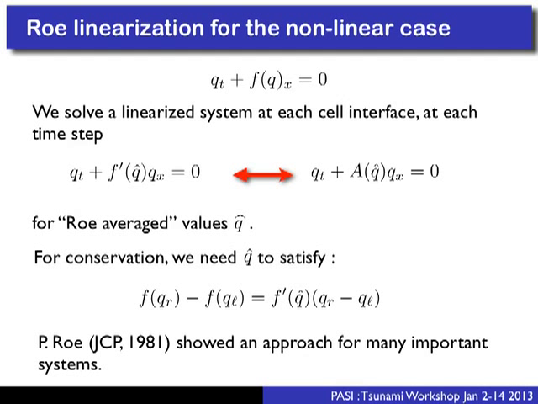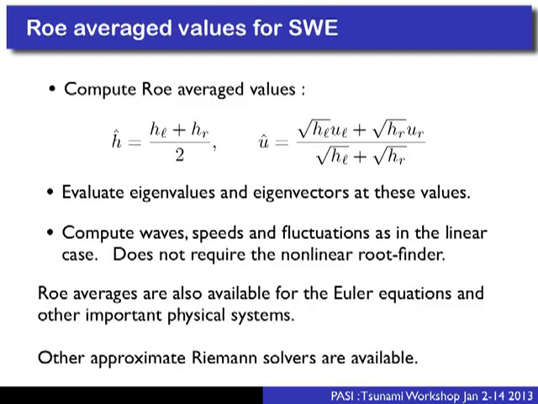In general, for general systems, it may not be so easy to find this one, but Phil Roe showed that for many important systems, we can find what's called a Roe average value. In the case of shallow water, the Roe average values look like this. In fact, it's just the average height. And the velocity is a bit funny. It's some kind of weighted average of the velocity in the left and the right states. So in both cases, the average values depend on the values in the left and right states. So we evaluate our flux Jacobian at these states, compute eigenvectors and eigenvalues, compute waves and speeds exactly as in the linear case, and it doesn't require a nonlinear root finder.